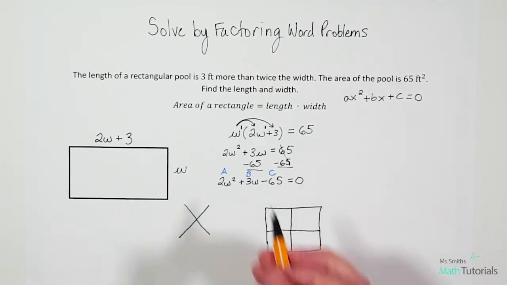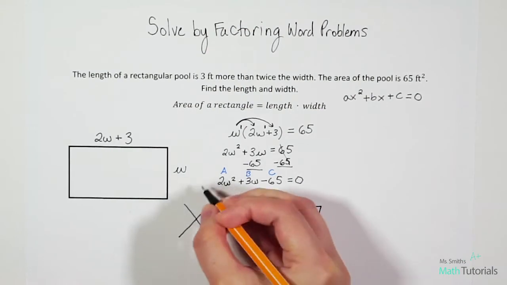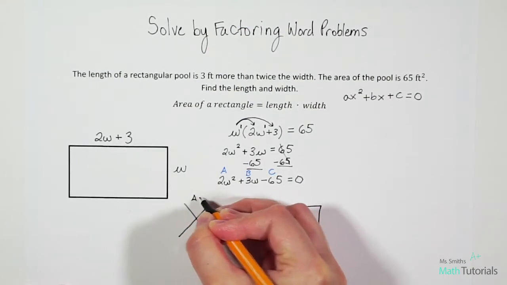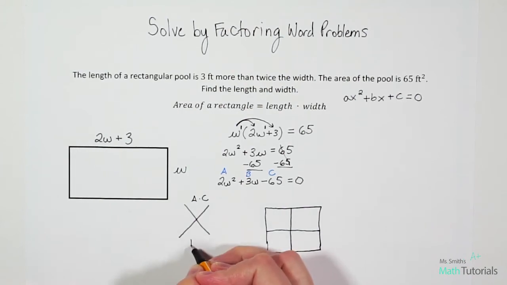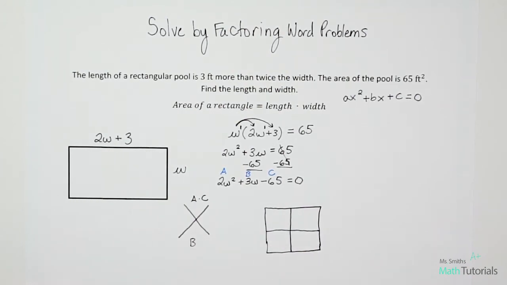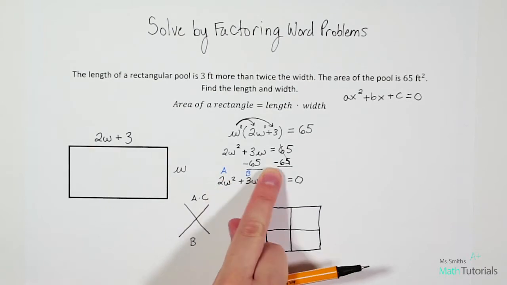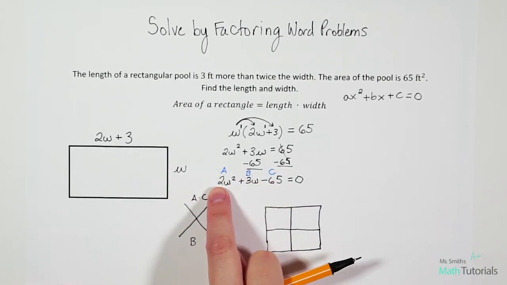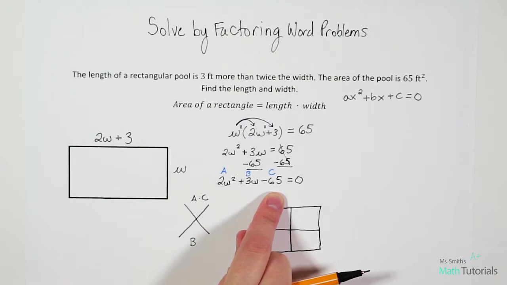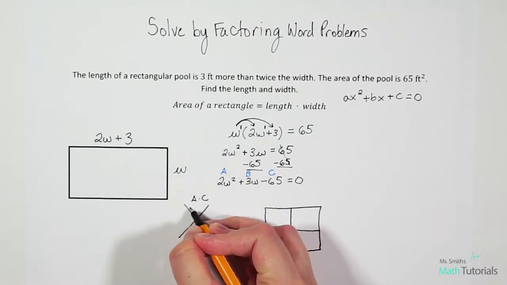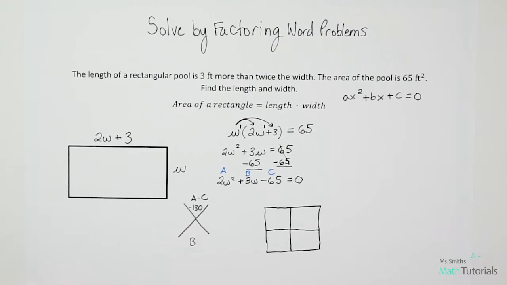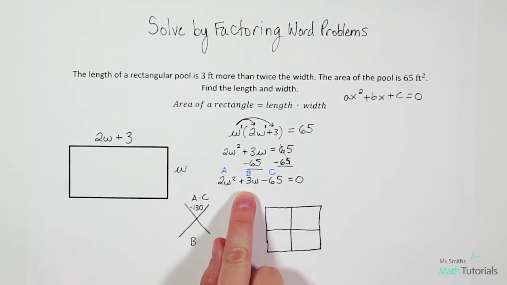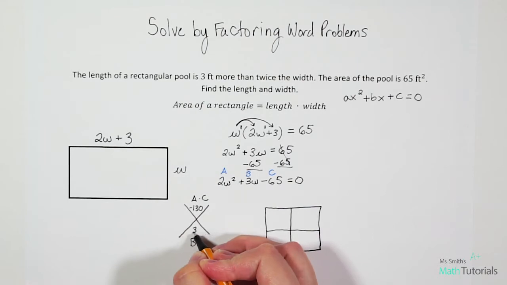Well, with the X, in the top of the X, we're going to put A times C. And in the bottom of the X, we're going to put our B value. Now, what is A times C? That would be 2 times negative 65. Well, that would give us negative 130. And then our B value, positive 3, goes in the bottom.